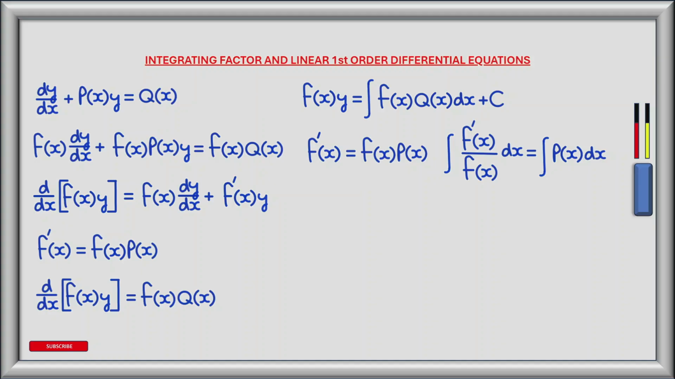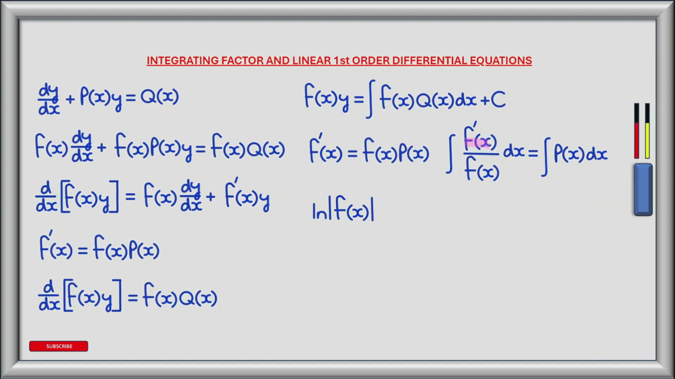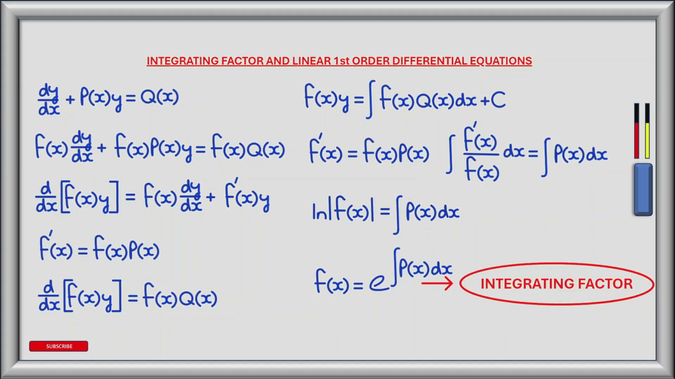So we have the integral of f prime of x over f of x dx is equal to the integral of p of x dx. And the integral of f prime of x divided by f of x dx evaluates to the natural log of the absolute value of f of x, which is equal to the integral of p of x dx. And then if we exponentiate both sides of the equation, we find that f of x is equal to e to the power of the integral of p of x dx, which becomes our integrating factor.